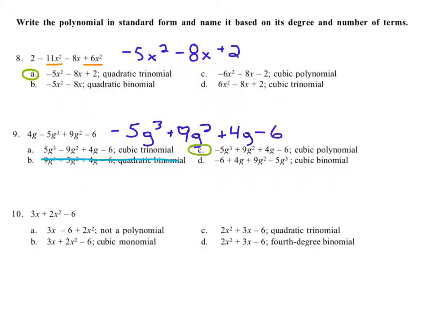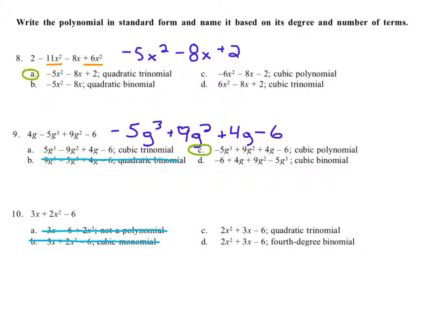Number 10. 3x minus 6 plus 2x squared. It says not a polynomial for A. No, that's a polynomial. It's not in the right order, but that's a polynomial. So that's not true. B says it's a cubic monomial. Do we see x to the third power in there? No, so it's not cubic. Do we see one term? No, we see 3 different terms. So it's not a cubic monomial, so that doesn't even agree with itself.